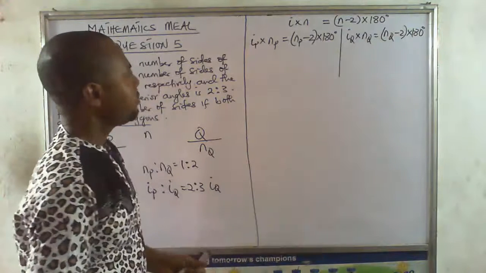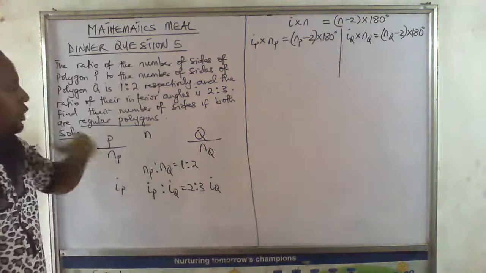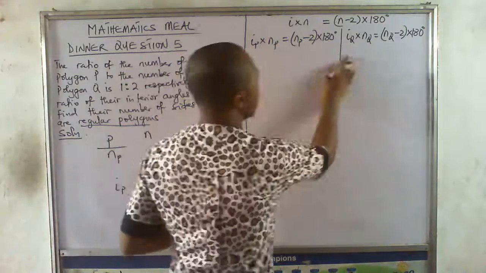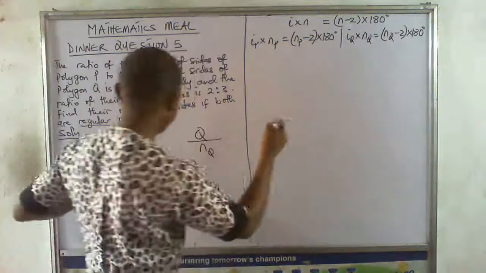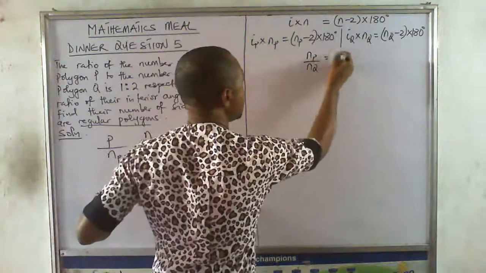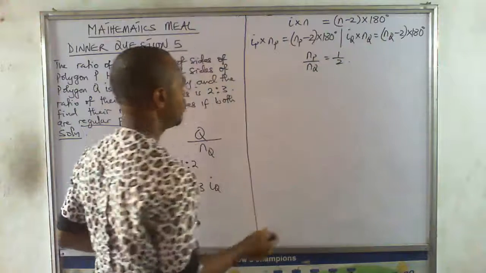Now I can write these ratios in fractional form. So I can actually say that NP all upon NQ is 1 over 2.